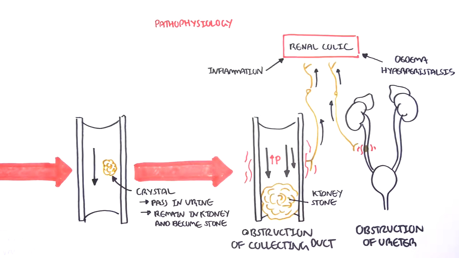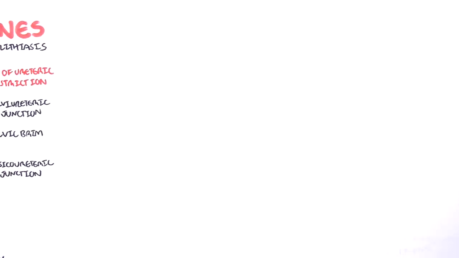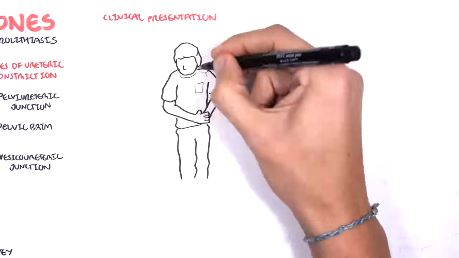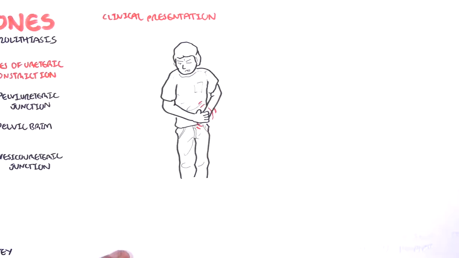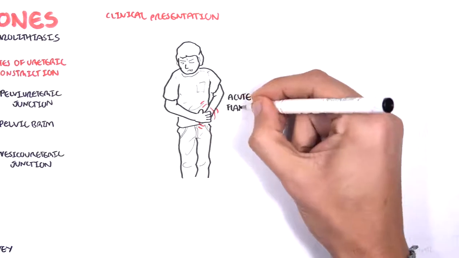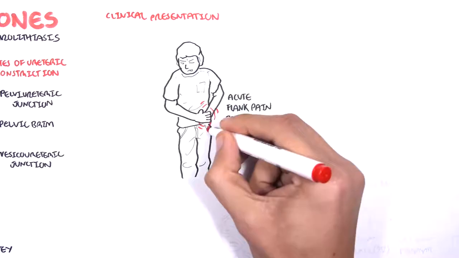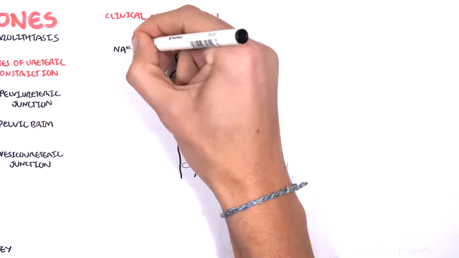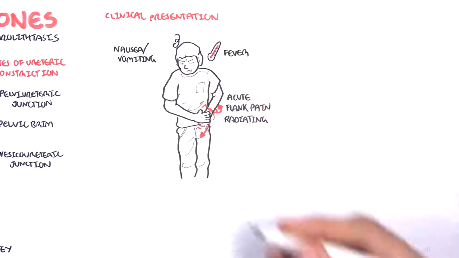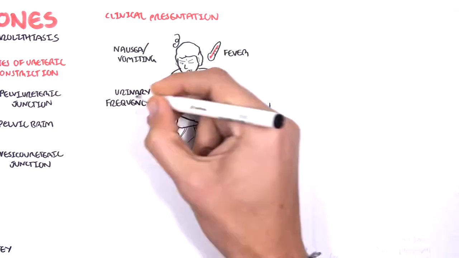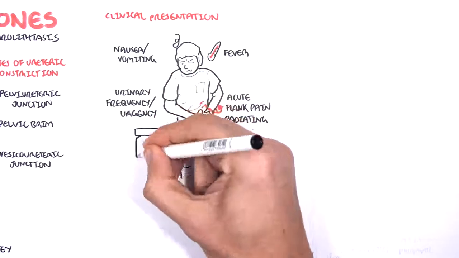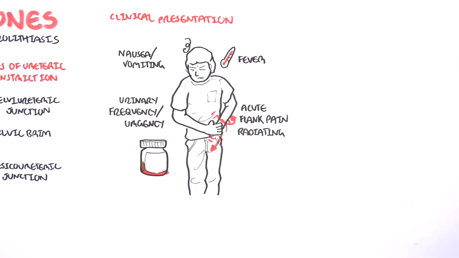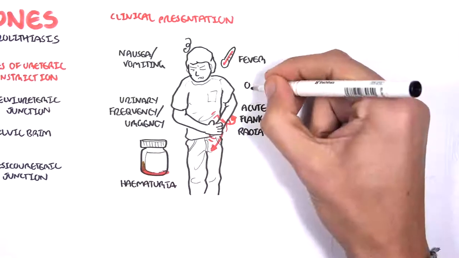And so, with this in mind, the clinical presentation of kidney stones can include acute flank pain, which can radiate to the back or towards the groin and the flanks. There can be associated fever because of the inflammation, and nausea and vomiting. There can also be urinary frequency and urgency, and hematuria. The person may present as obese.